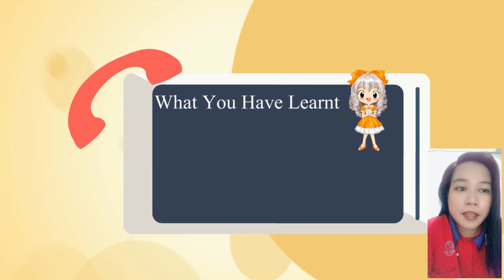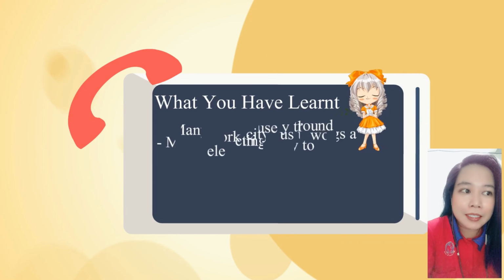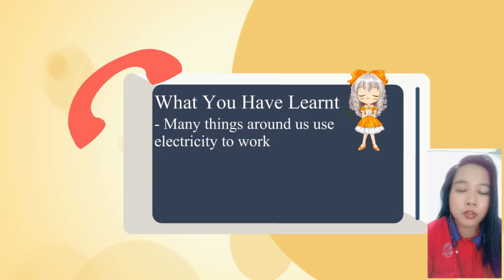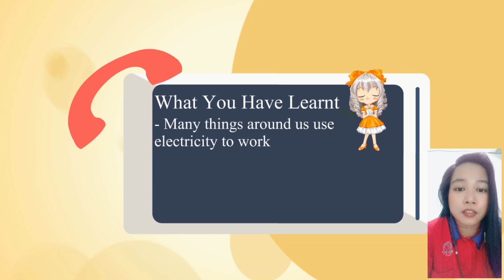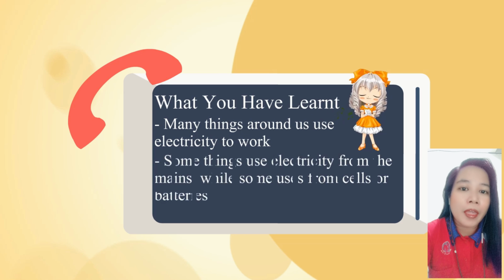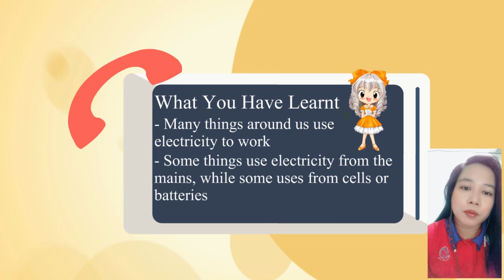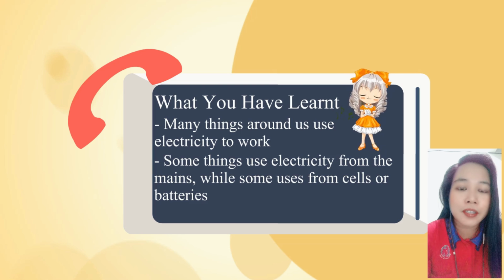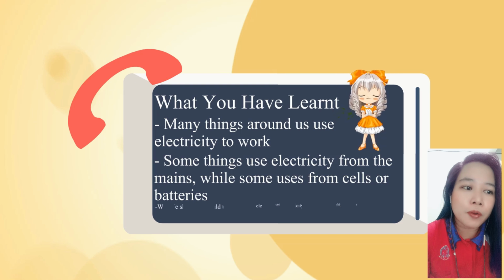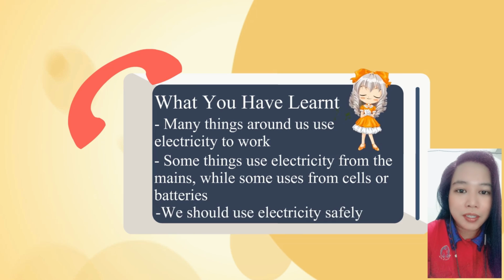Okay, so in this lesson, I hope you have learned that many things around us use electricity to work. If you look around, even when you go outside to the mall, or even just on the street, you can find that many things use electricity to work. Some things use electricity from the mains, meaning it comes directly from the power source, while others use cells or batteries like our flashlight, mobile phones, and some other things. And we need to remember that we should use electricity safely.